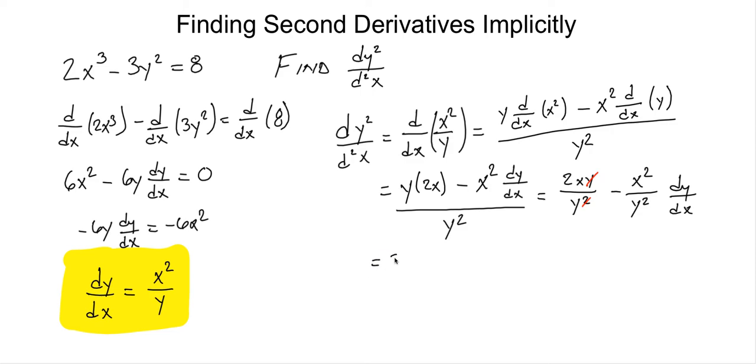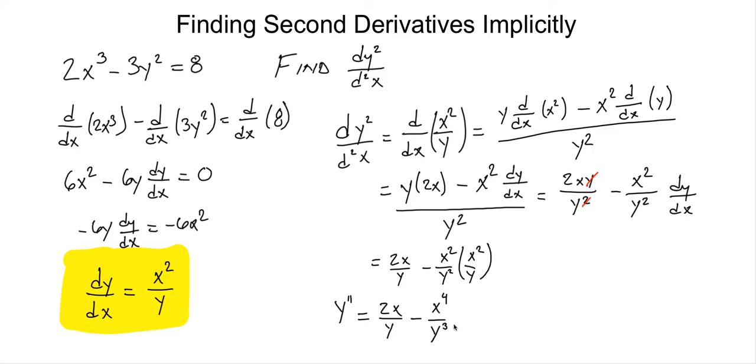So this is going to be 2x over y minus x squared over y squared times this right here, x squared over y. So finally, to simplify it all out now, we have the second derivative, which we'll call y double prime, is equal to 2x over y minus x to the fourth over y cubed.